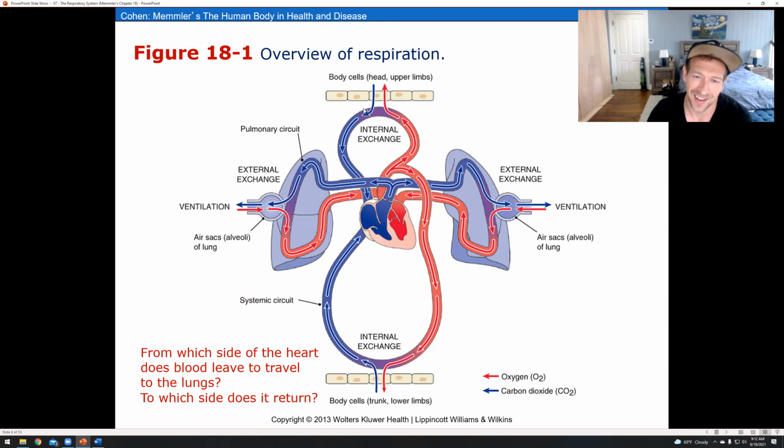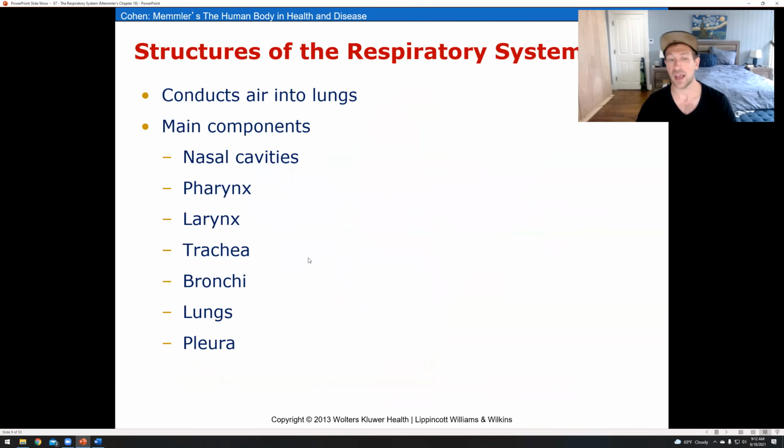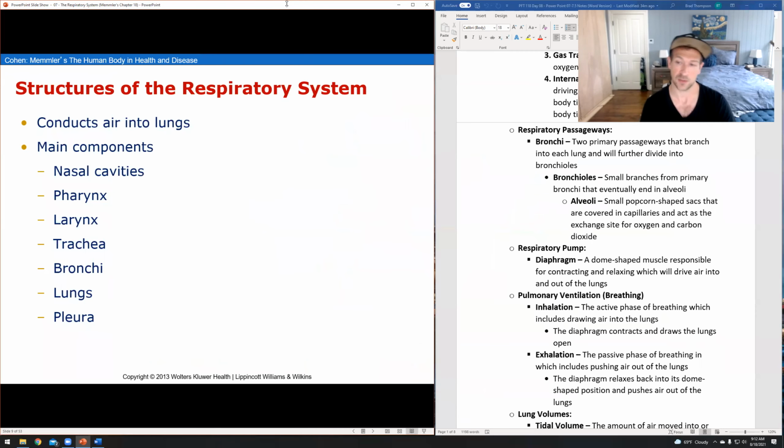Dark red, and then it's going to travel back to the right atrium, right ventricle, and then get pumped back over to the lungs. And the process is just going to repeat over and over again. External respiration to internal respiration, back and forth.